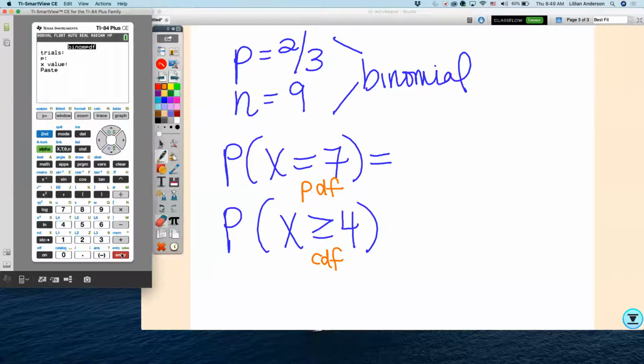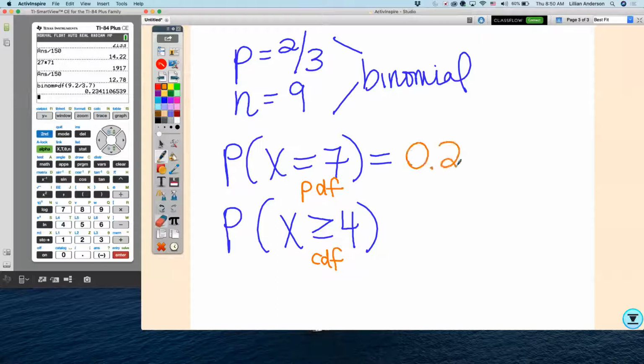What's my number of trials for this problem? 9. What's my P? What's my X? 7. And so all you would write is 0.234 to actually get your probability. Not much work can be written. I mean, there is a formula for this that I showed you guys.